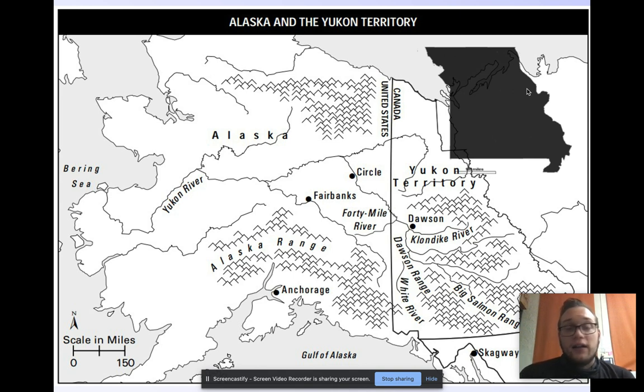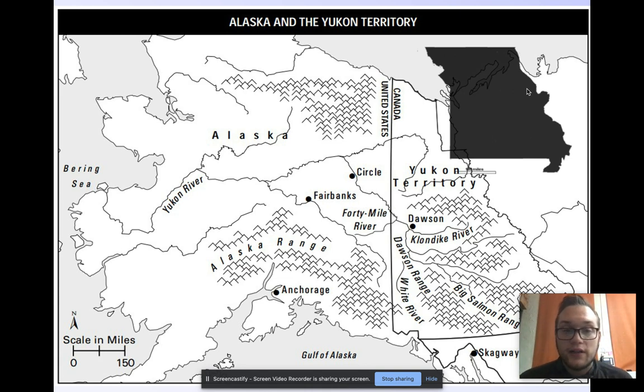However, you get the idea. Alaska is huge, and so is the Yukon Territory, which is kind of next to Alaska. It is really, really big, and it's really big for a reason. They called this the last frontier because not a lot of people had gone to it before, and it was really tough terrain to travel in.